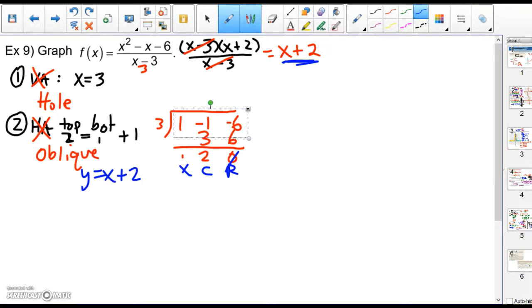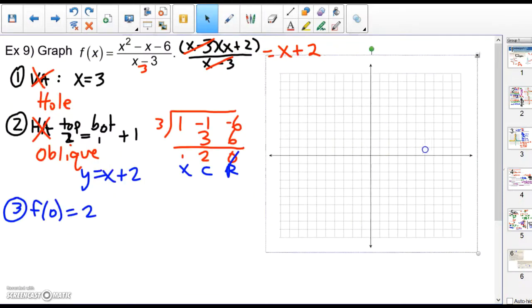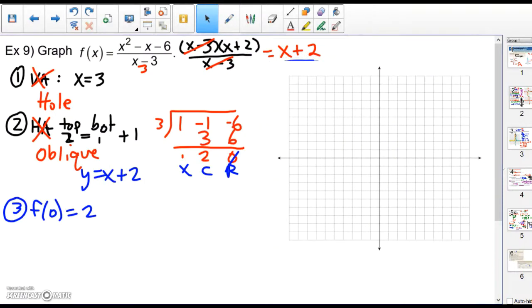So step 3 says plug in 0. Okay, so we can do that. We plug in 0. F of 0 equals -6 over -3, which is going to be 2. Okay, let's go ahead and graph this. Okay, so I guess we got 0, 2. We get this point. Of course we've got that point, it's the line x plus 2. But let's continue on with our steps.